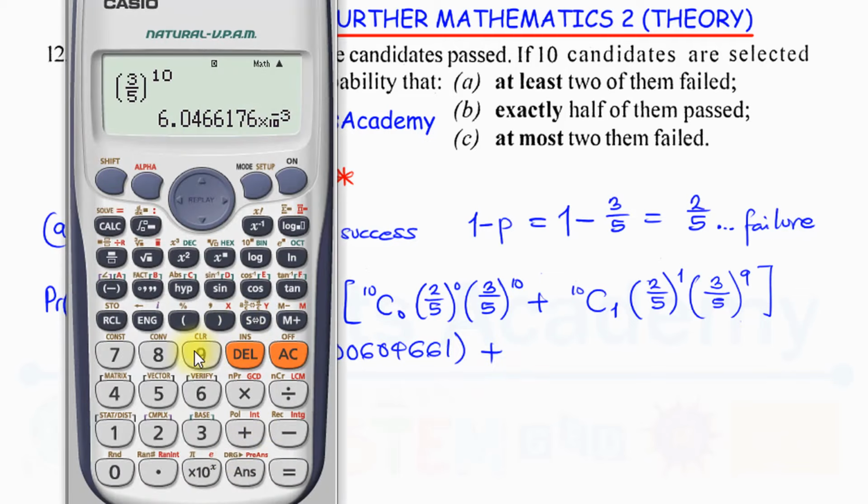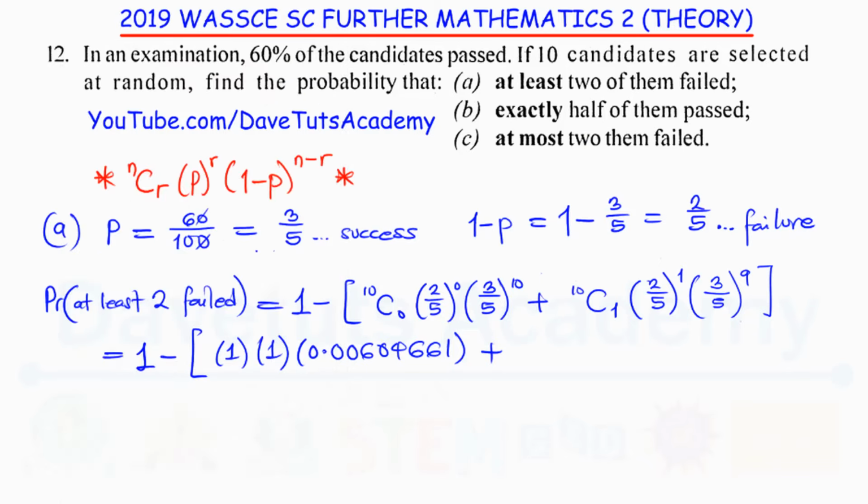Plus 10 combination 1. You can get that from the calculator: the combination button is the one for division, but we need to use shift with it. So we have 10 combination 1, and that is equal to 10. So we have plus 10 multiplied by 2 over 5 raised to power 1, which is 0.4. This is just 2 divided by 5.